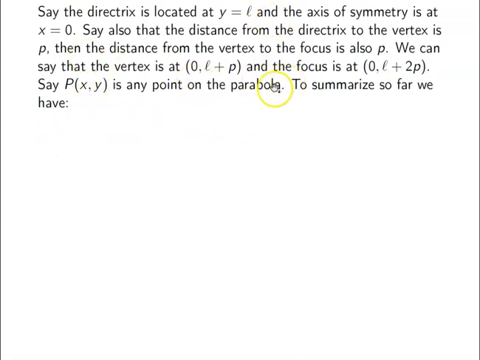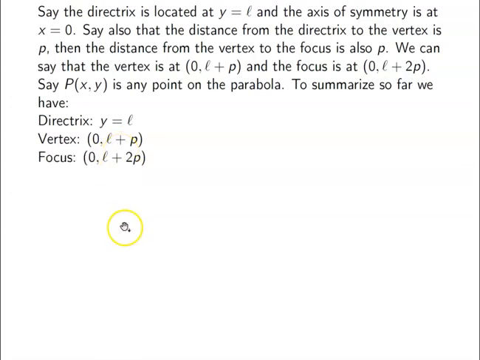And so let's write all this down in a summary, right? So we have it in a paragraph, but I like to see things written down as a list. So my directrix is the line y equals L, so it's located L units up or down from the x-axis. The vertex is L plus p, right? I have to go a small distance up. And then my focus is two of those p's away from L. Okay, and I have a point (x, y). So far this is all I have.